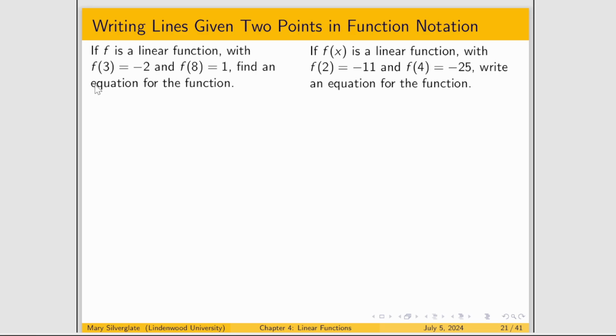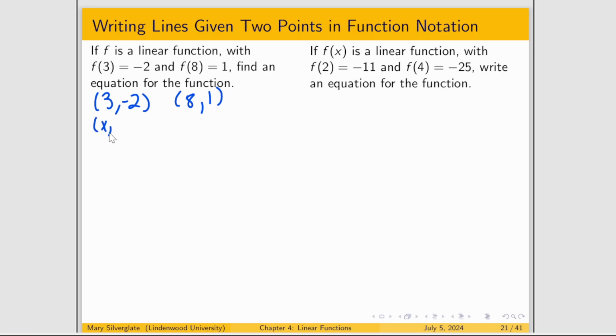It is possible that you will be asked to write a line through 2 points, and that's given to you in function notation. So if you're wanting to write a linear function with f of 3 equals negative 2 and f of 8 equals 1, my personal first step would be to rewrite this function notation in point notation, which I'm a little bit more used to. So this first point, f of 3 equals negative 2, means there's a point at (3, -2). f of 8 equals 1 means there's a point at (8, 1).